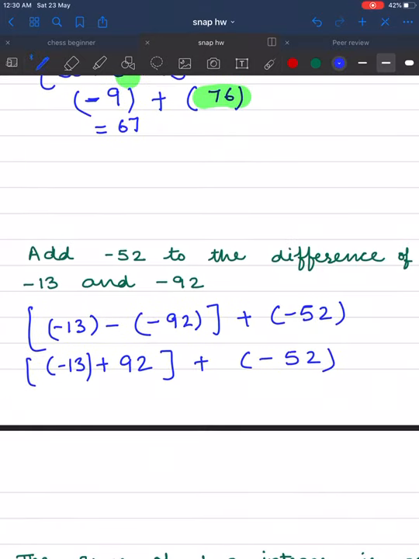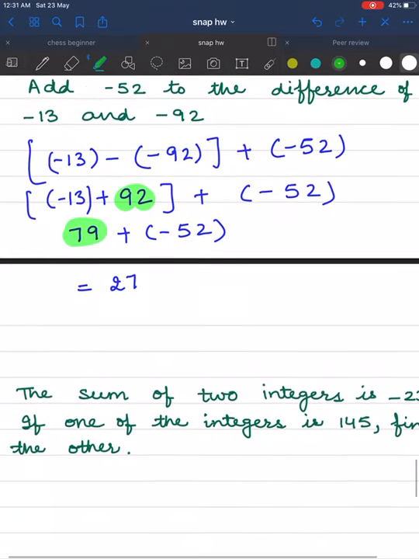Now in the first bracket the two integers have opposite signs, so I find the difference of their absolute values. So 92 minus 13 is 79. The greater absolute value is positive, so it's 79 only. Then plus minus 52. Now here the two integers have opposite signs, so I find the difference of their absolute values. So it's 79 minus 52, which is 27. Again the greater absolute value is positive, so our answer is 27 only.